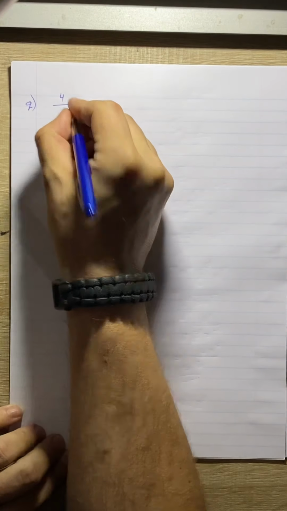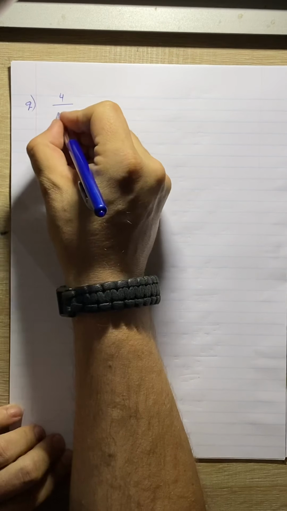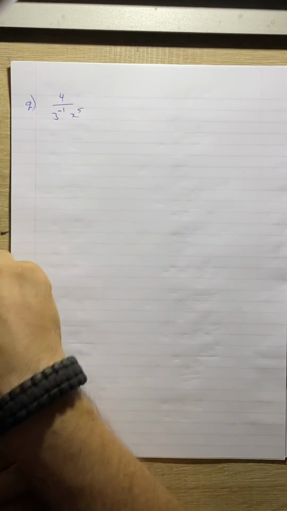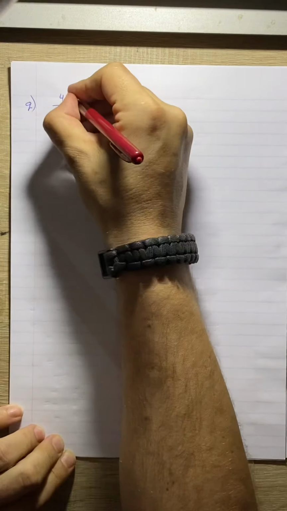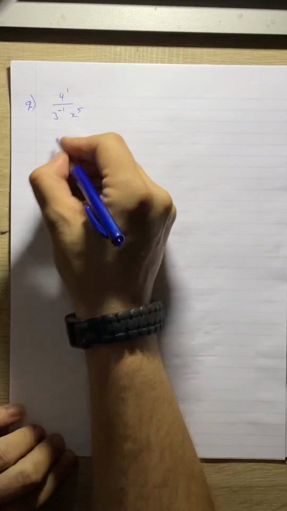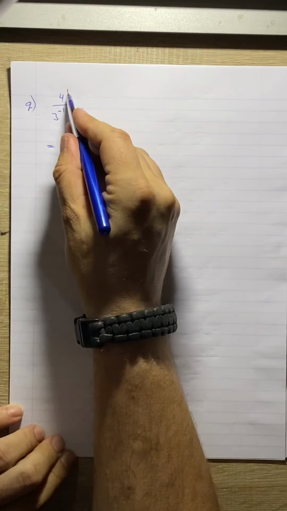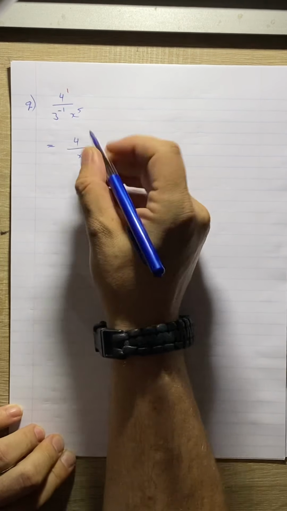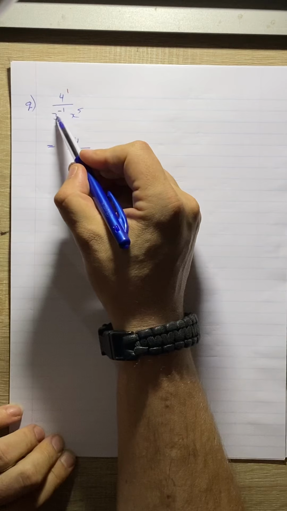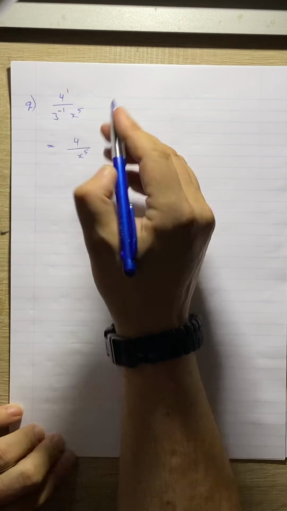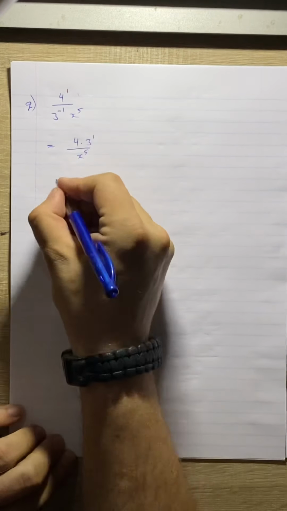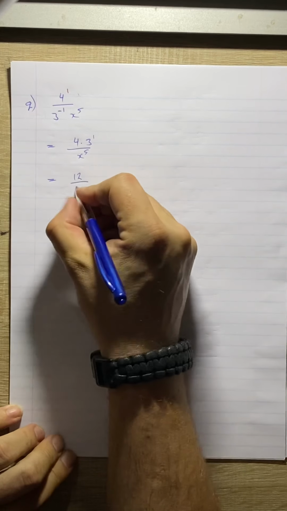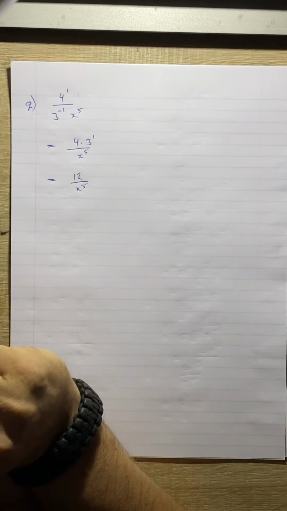4 over 3 to the minus 1, x to the 5. I'm just going to put in my invisible exponent, so that one has an invisible 1 there. This one is happy, has a positive exponent. This one is happy, has a positive exponent. This one is not happy, it wants to be at the top. To change that, it becomes 3 to the 1. Now, I know what 4 times 3 is. It's 12 over x to the 5.